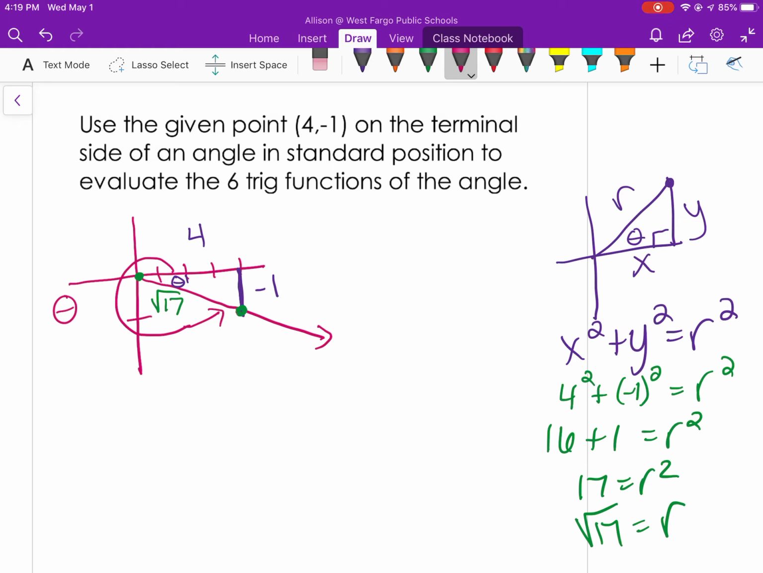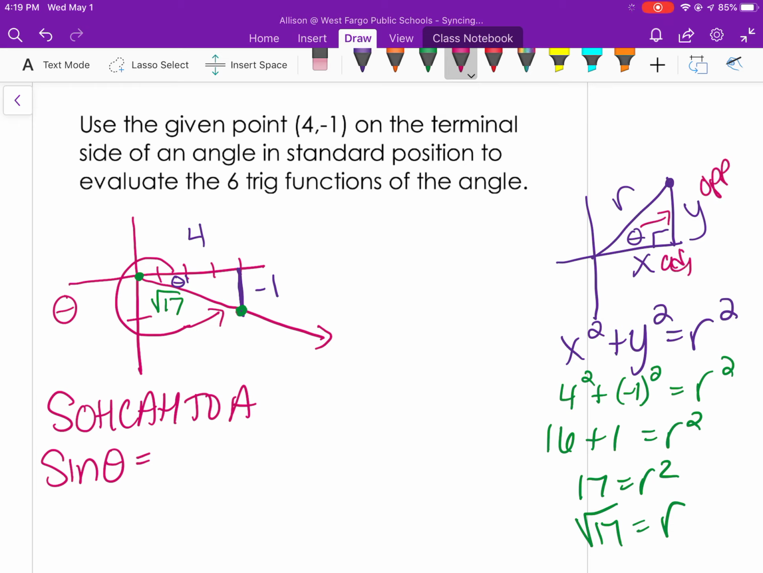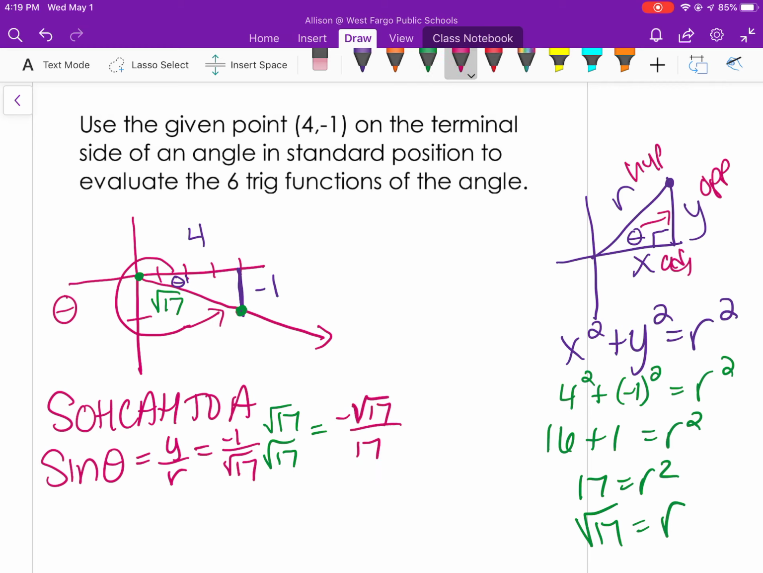And now we can find the 6 trig functions using the Sohcahtoa again. Opposite is always the y side, adjacent is the x, and then the hypotenuse is the r. And remember that sine goes with the y values when we graph it. So sine of theta is y over r, or that will be -1 over the square root of 17. You will have to rationalize that, multiplying by the square root of 17 on both, and you get -1 square roots of 17 all over 17.